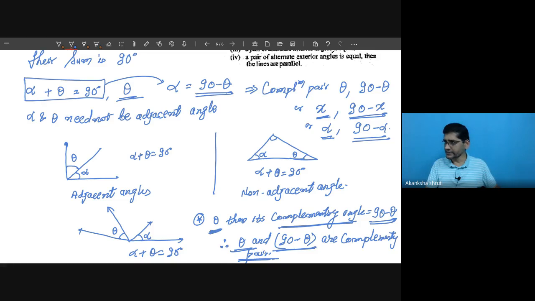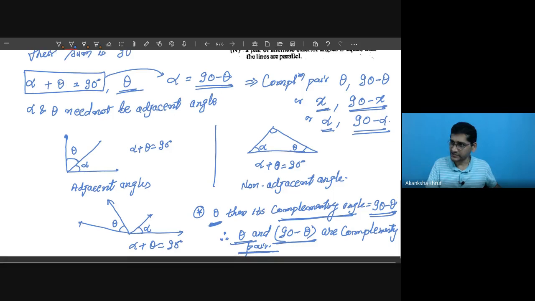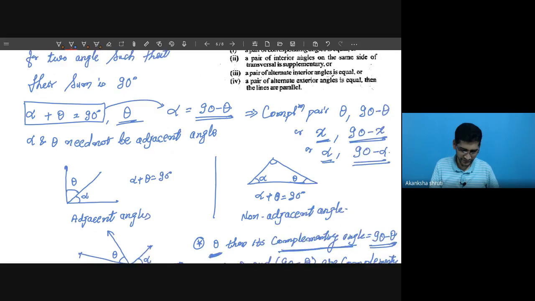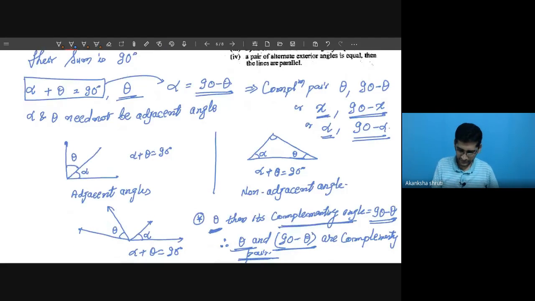Now I think the network is quite smooth. It appears corrected to me, because on my other screen I am getting it very smooth. Okay. Any doubt?